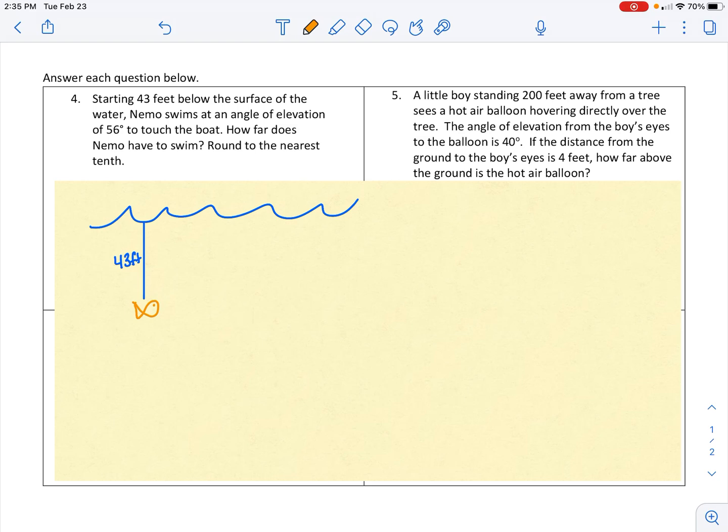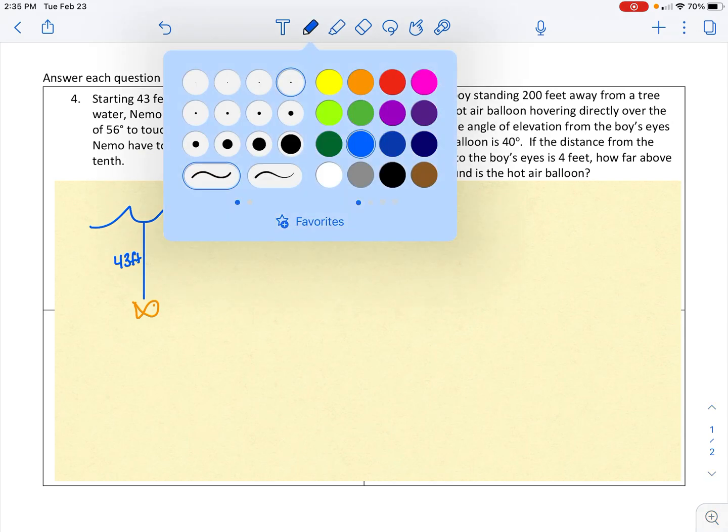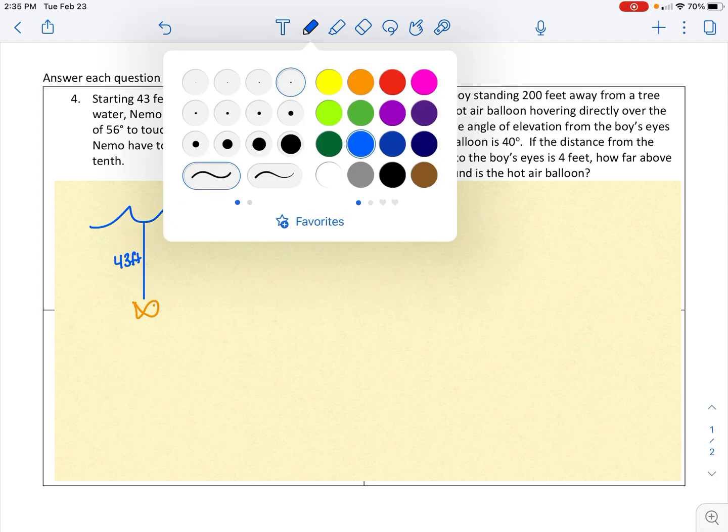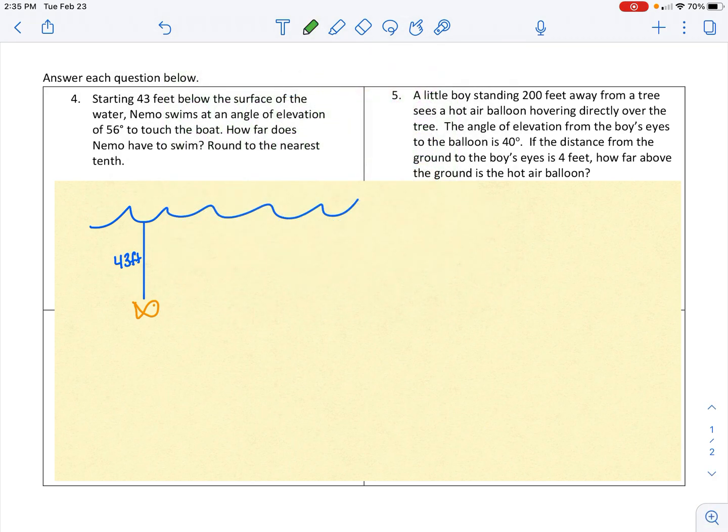And it swims at an elevation of 56 degrees to touch the boat. That is, let's change that color, on the water. Okay, how far does Nemo have to swim? And we're gonna round to the nearest tenth.